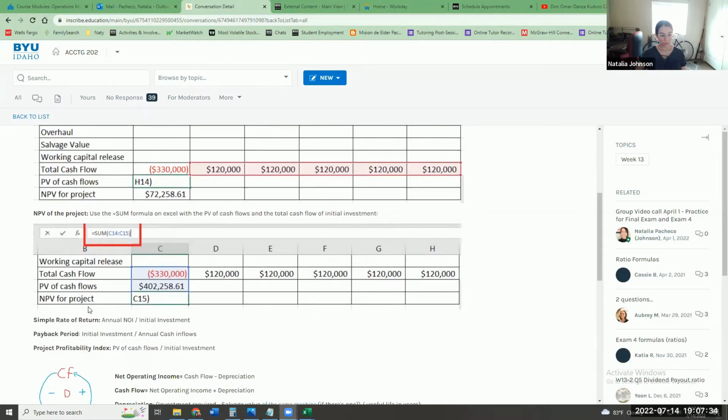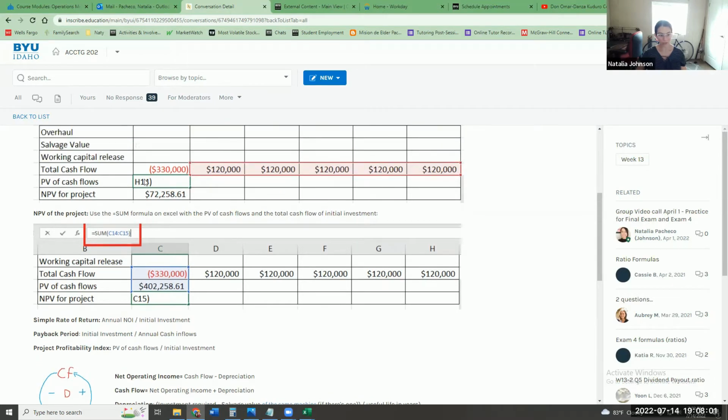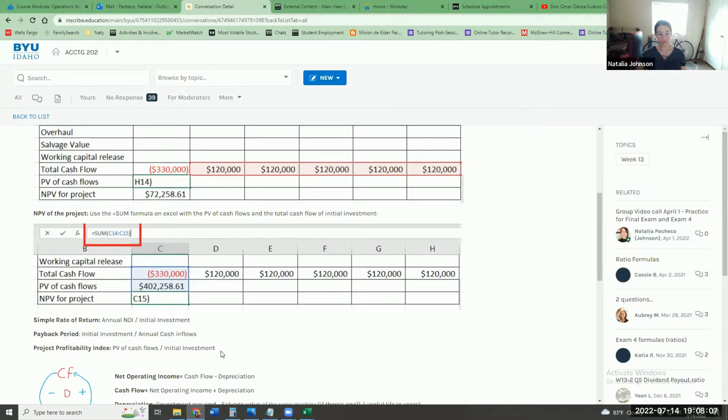So these three formulas are super important. Simple rate of return is net operating income divided by initial investment. Then payback period, if the cash flow is the same for every year, is initial investment divided by cash flows. And then the PI is present value of cash flows, so the net present value formula we use, divided by initial investment. They all have initial investment, so just remember the order of these formulas.